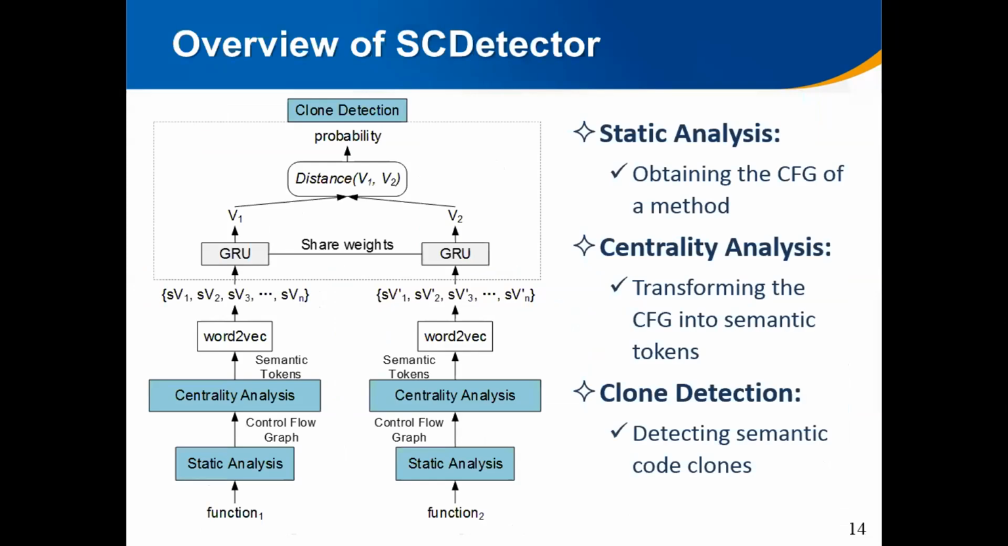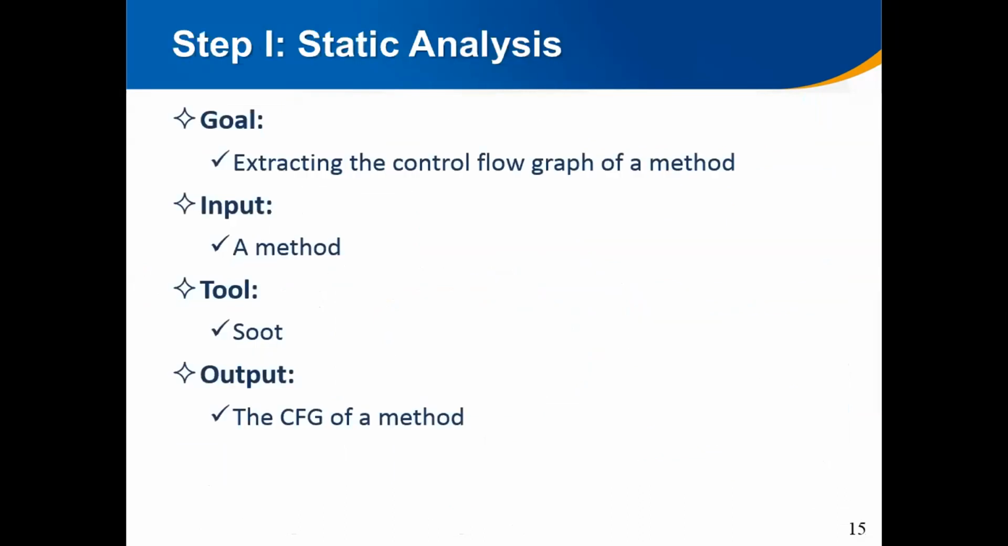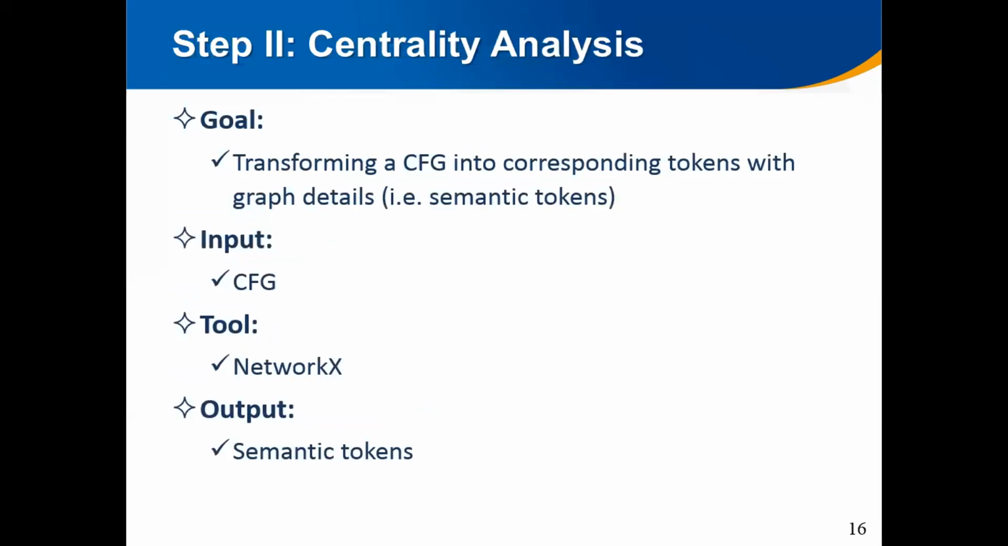SCDetector consists of three main phases: static analysis, centrality analysis, and the clone detection. The goal of static analysis is to extract the control flow graph of a method. Specifically, we leverage Soot to complete our static analysis. After obtaining the CFG of a method, we then apply centrality analysis to transform the graph into certain tokens with graph details.